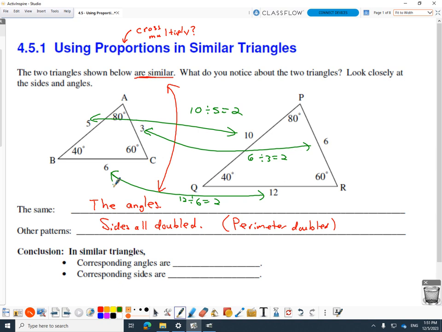In conclusion, in similar triangles, corresponding angles are equal. And now I'm getting ready to use my fancy word here. Corresponding sides are proportional. And by proportional, we should be able to set up ratios to cross multiply.